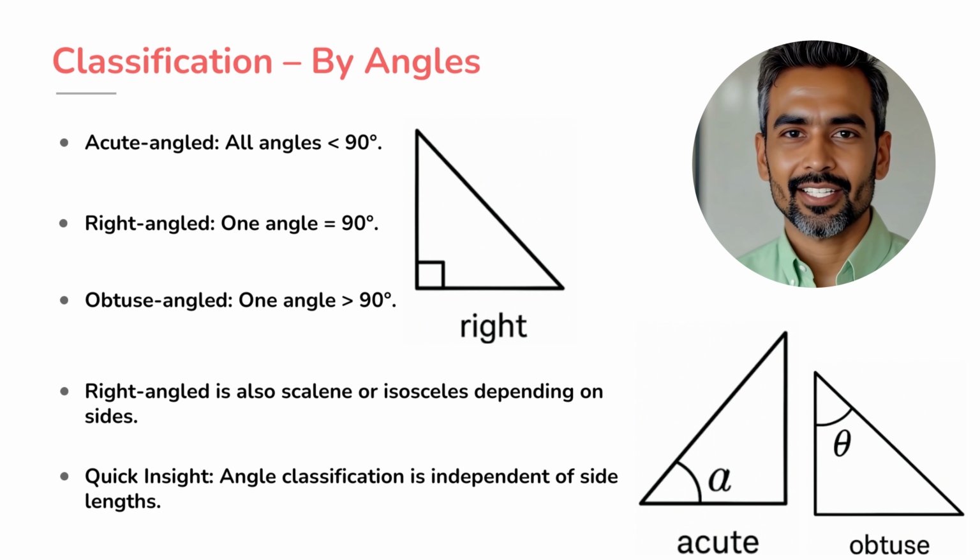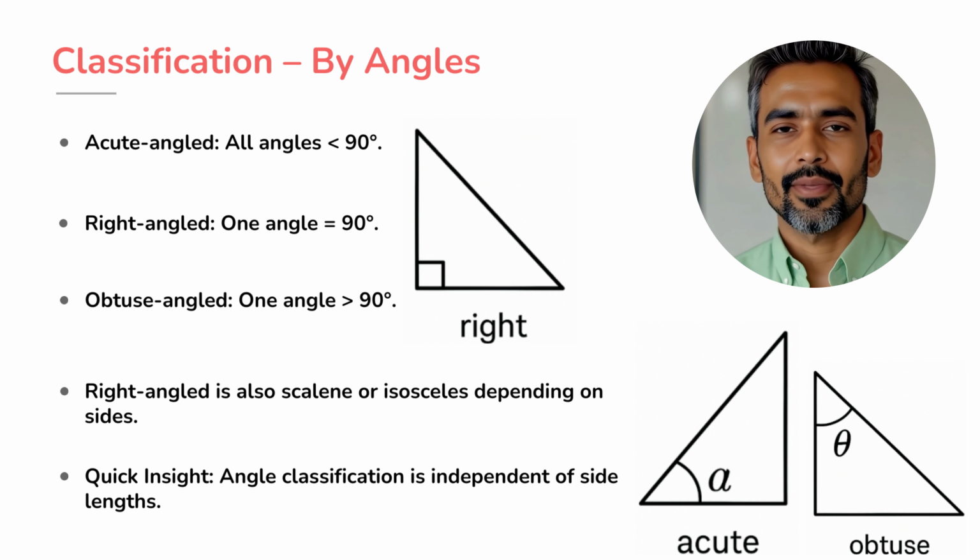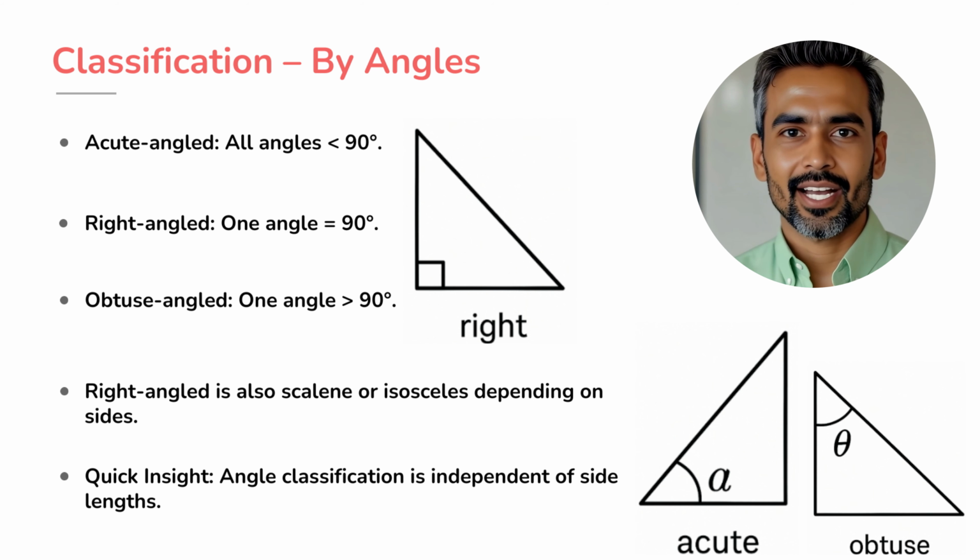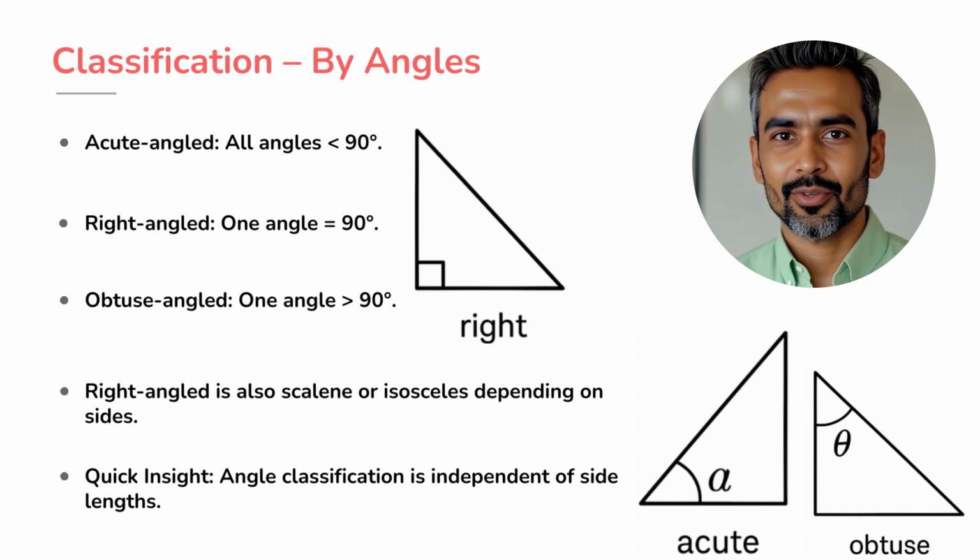Now, let's look at triangles from the angle point of view. If all three angles are less than 90 degrees, that's an acute angle triangle. If one angle is exactly 90 degrees, then it's a right angle triangle. Remember, the side opposite the right angle is called the hypotenuse. If one angle is greater than 90 degrees, then the triangle is called obtuse-angled.